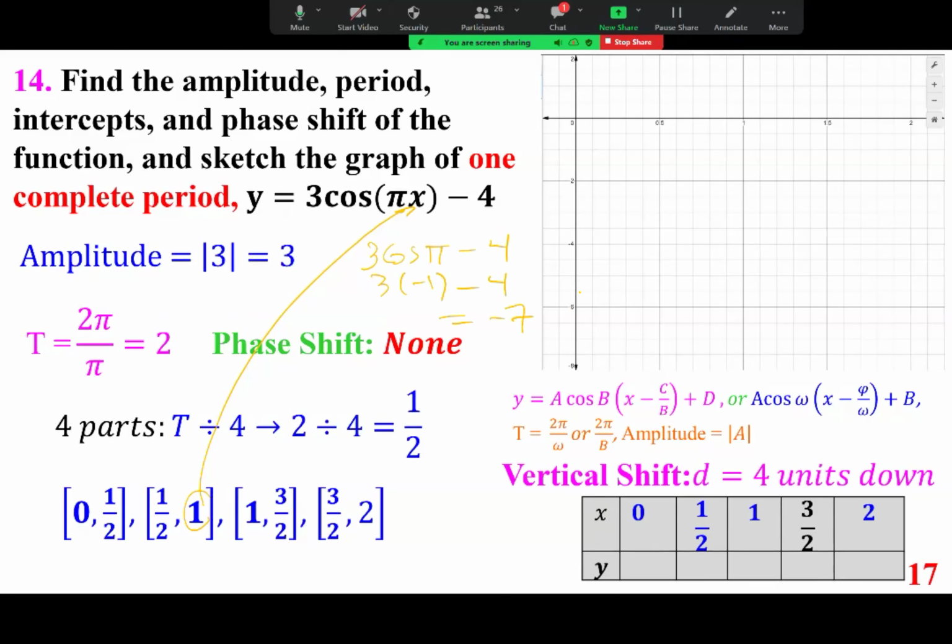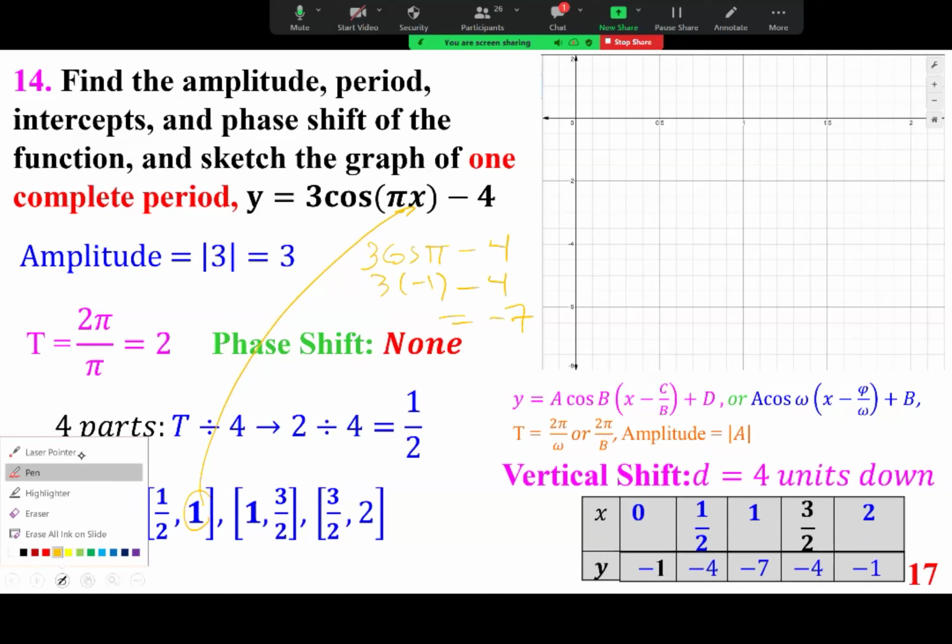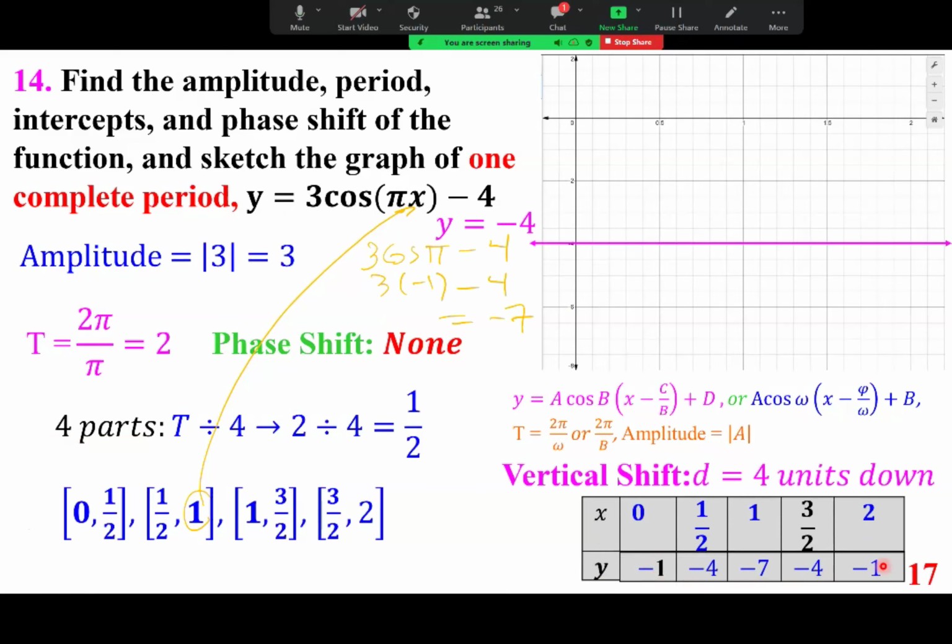Plug in. And again, vertical shift is 4. Okay, vertical shift is 4. And it results in these numbers. And I calculated 3 of them for you. Negative 1, negative 4, negative 7. You should easily see those. All you have to do is plot the pairs. This is y equals negative 4: 0, negative 1; 1, negative 7; 2, negative 1; 1/2, negative 4; 3/2, negative 4.